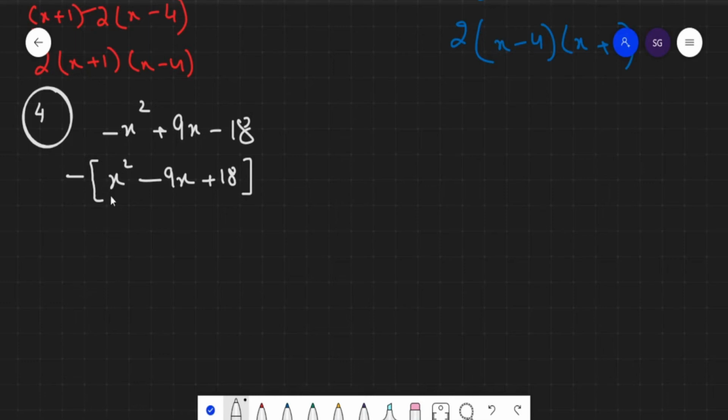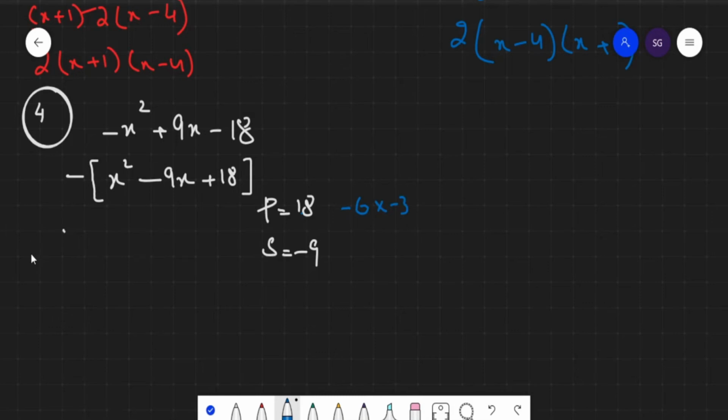So I'm preferring that. And now we have 3 terms here, and the product is 1 times 18, which is 18, and the sum is negative 9. I think you have guessed the pair of numbers whose product is a positive number. If it's a positive number, I know that both values have the same sign. So the pair that I find is negative 6 and negative 3, and you can check the values.